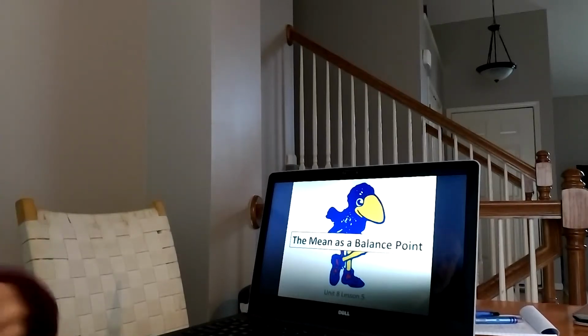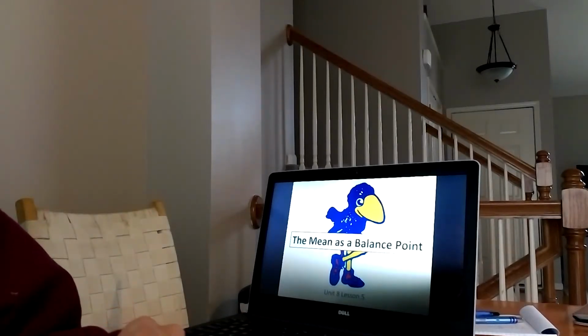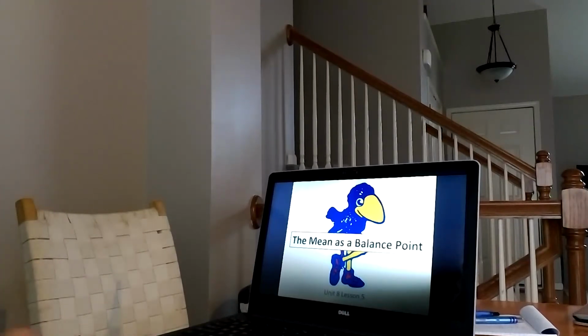Today, our lesson is going a little bit further with the mean. We're going to be talking about finding the mean using a dot plot. Okay, so looking at the mean as a point of balance on a dot plot.